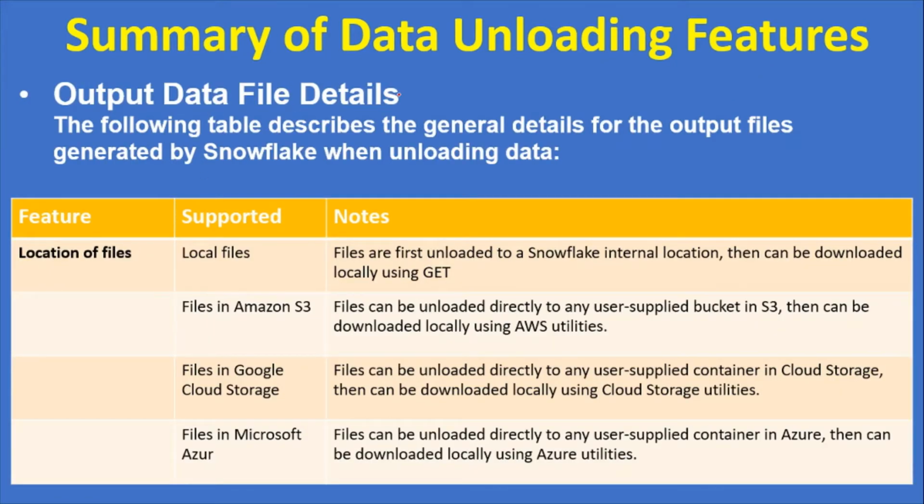Output data file details. The following table describes the general details for the output files generated by Snowflake when unloading data. Unloading data is nothing but you have to run the COPY command and after COPY INTO you have to specify the location. Here the location of the file could be your local files, Amazon S3, Google Cloud Storage, or Microsoft Azure. Any one of the four options you can specify.